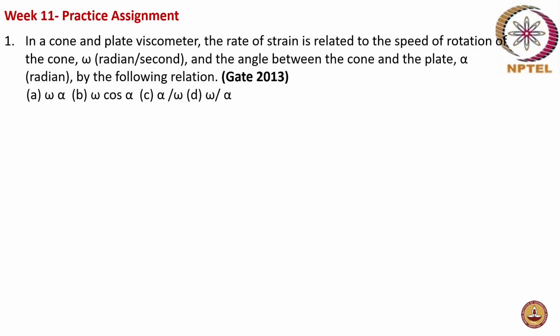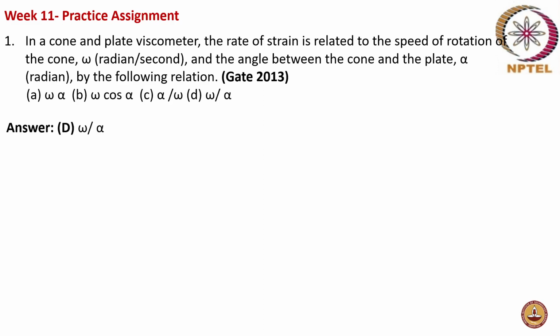Viscometer. Normally omega is in radian per second and alpha is in radian, by the following relation. It should be radian per second, so it should be alpha upon omega. You mean to say, is it option C or D? C, you're saying.